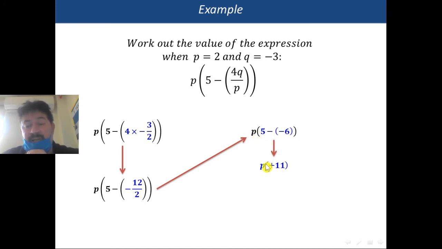Now the P outside, this is the last step. The P outside is how much P? 2. P is 2 multiplied by 11, which gives me 22.